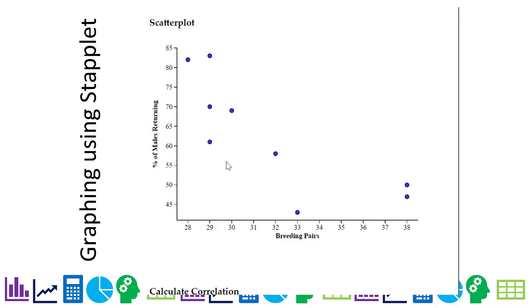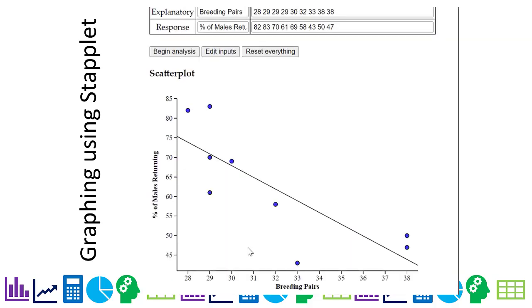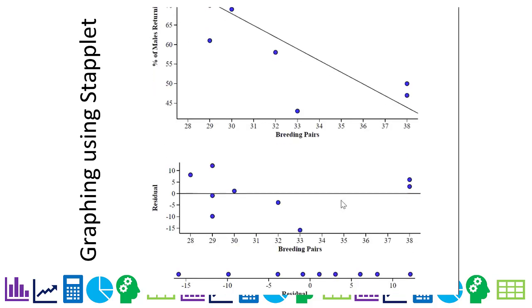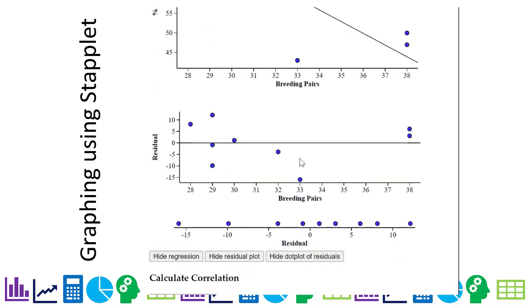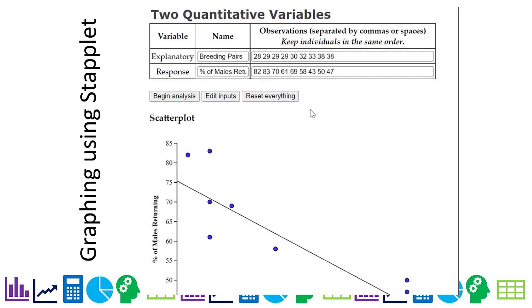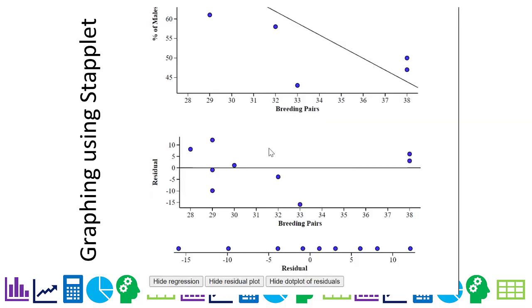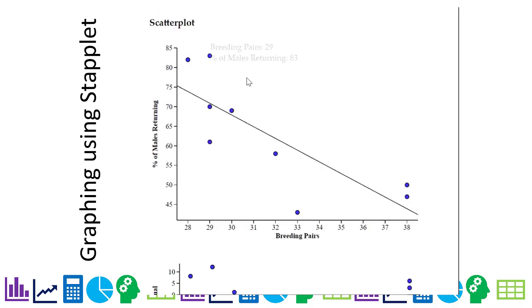Now you can actually go ahead and calculate correlation, which is R, and you can even calculate a least squares regression line. When you do hit that button, so this is our scatter plot, right? And then here is the residuals. I haven't taught you about that yet. And this is a dot plot of residuals. And we'll talk about that later when we talk about checking if something's appropriate for linear regression. Not today's lesson.